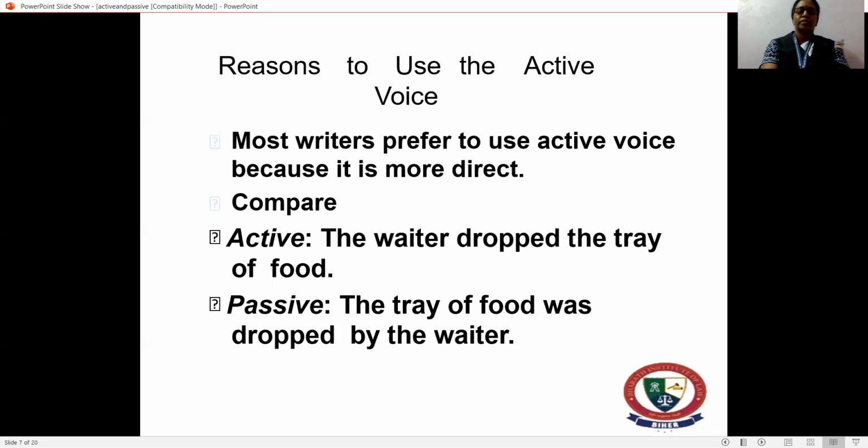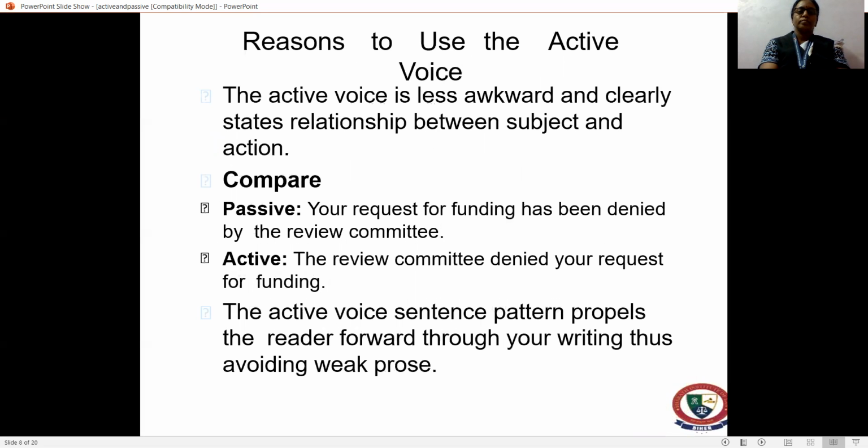When we change it to the passive voice form, obviously the object becomes the subject. The tray of food was dropped by the waiter. So we can easily understand the complexity in the passive voice form. The active is more direct and it could be easily understood. But when it comes to the passive form, of course, it has certain complexity. And what are the other reasons why we use active voice?